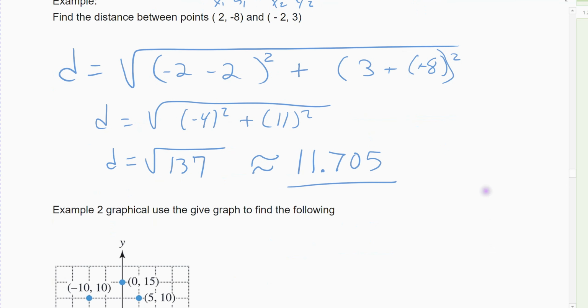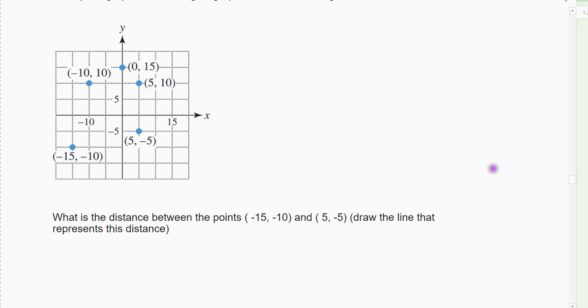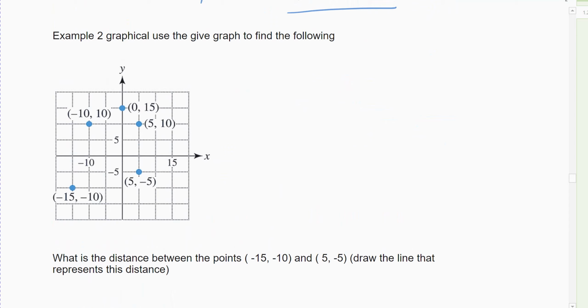Alright, so that's if I'm given 2 points. Next example is if I'm getting a plot. So suppose here's my scatter plot. And I've got a bunch of these points. I want to know the distance between the points (-15, -10) and (-5, 5), draw the line that represents this distance. Alright, so if I'm going to draw as close as I can my straight line, that's the distance I'm looking for. What's the distance between those 2 points?